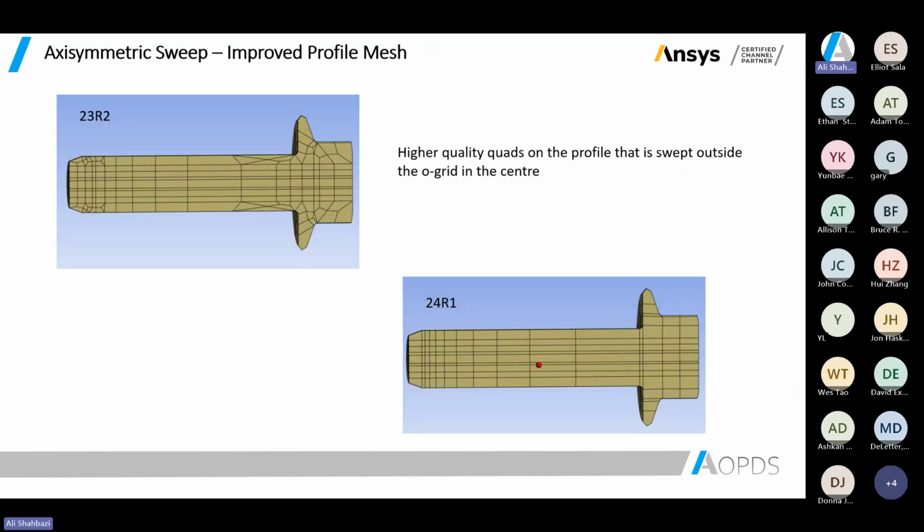Another improvement is on the axisymmetric sweep meshing for improved profile mesh. You can see 2023 R2, same geometry, what the meshing could have been, and now what it is. So in 2024 R1, you can see that the quality of the meshing is drastically improved.